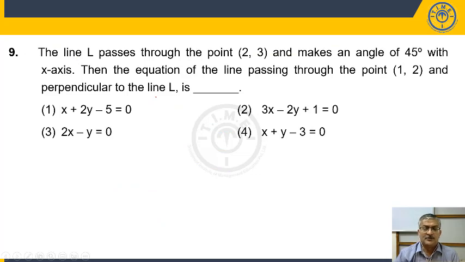Next, look. The line L passes through 2, 3 and makes an angle 45 degrees with the x-axis. What is the equation of the line passing through 1, 2 and perpendicular to L? We know that for two perpendicular lines, the product of the slopes is equal to minus 1.